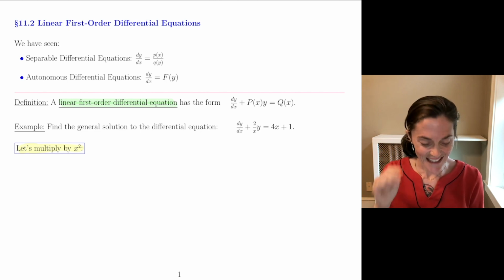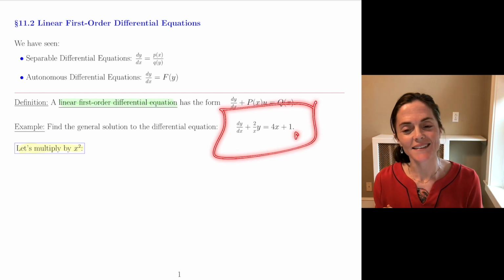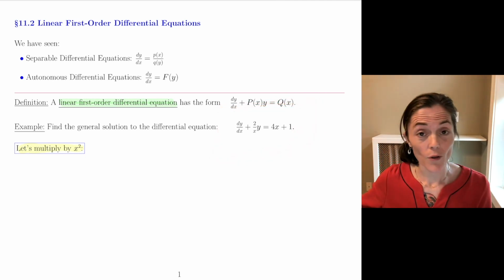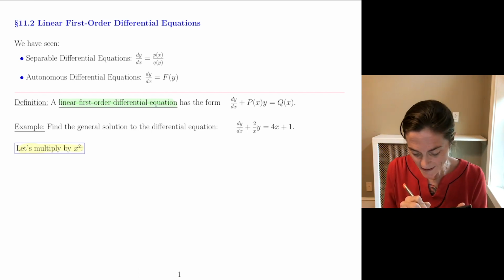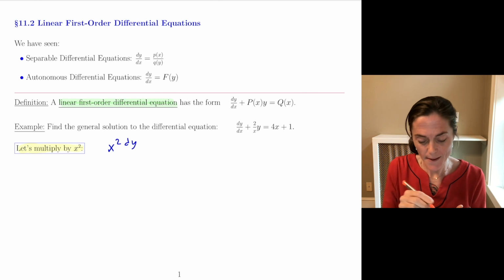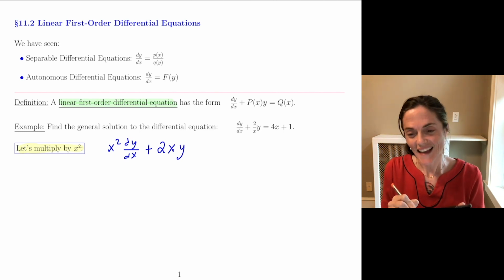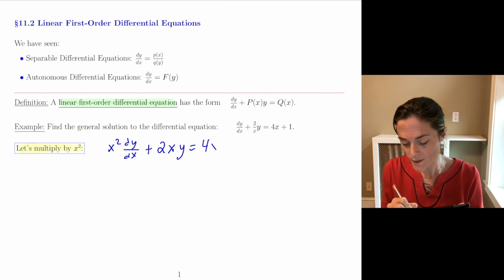So let's do exactly what I suggest. Let's multiply this differential equation, dy/dx plus 2/x times y equals 4x plus 1. Multiply the whole thing through by x squared. We get x squared dy/dx plus, well, this will be 2x y, and then multiply the right-hand side by x squared. I get 4x cubed plus x squared.